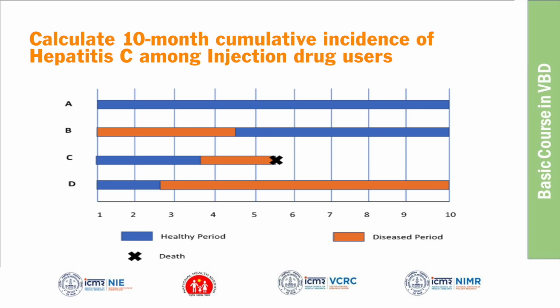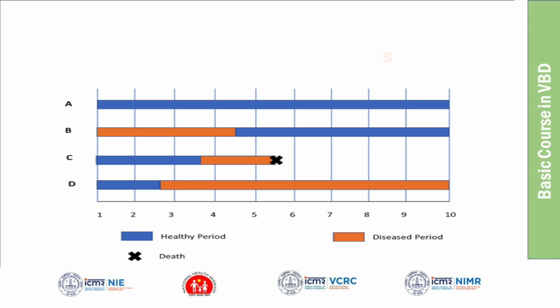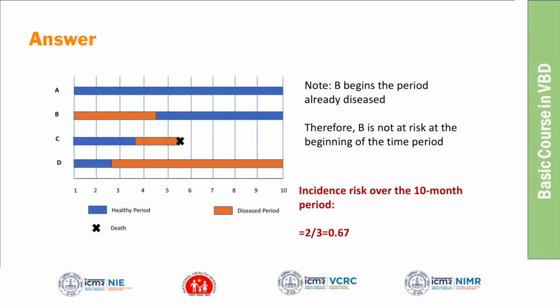He has included everybody in the denominator, but the catch here is B has disease to begin with. So he, at the beginning of the study itself, is not at risk, so he cannot be part of the denominator, right? B begins the period already diseased, therefore is not at risk of developing the disease. So incidence risk over the 10-month period is 2 by 3 or 0.67.